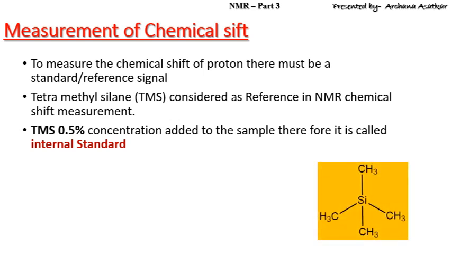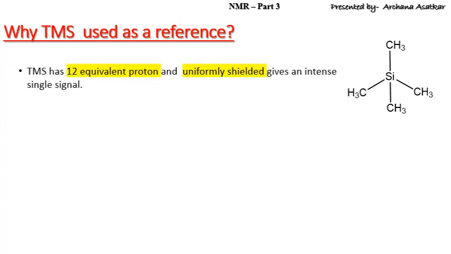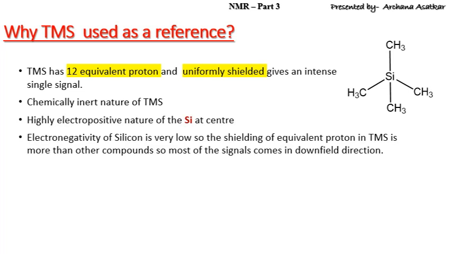So this is the structure of TMS. The central atom is silicon, and all four CH3 groups, or methyl groups, are attached to the silicon. So the question might arise in your mind: why is TMS used as a reference for NMR spectra determination? These are the reasons why TMS is considered a reference or standard material.